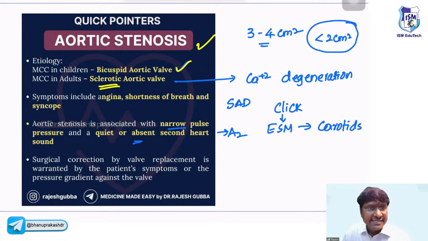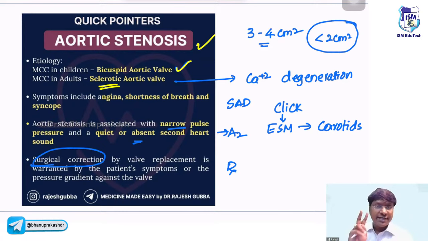And how do you treat these patients? Any individual who has symptomatic aortic stenosis, you need to do surgical correction. Surgical correction can be done in two ways in aortic stenosis. One is TAVR, that is transcatheter aortic valve replacement, right? Or SAVR, that is surgical aortic valve replacement.